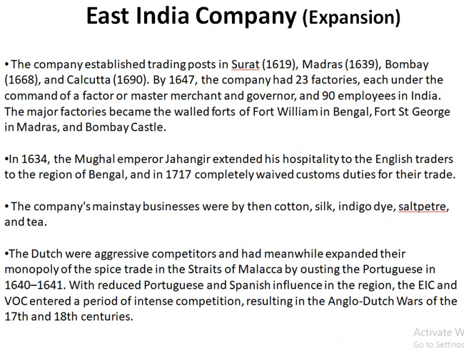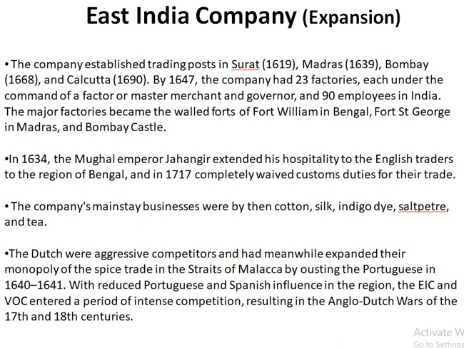In 1634, the Mughal Emperor Jahangir extended his hospitality to the English traders in the region of Bengal, and in 1717 completely waived customs duties for their trade also. So Jahangir was showing very much favor to them. The company's mainstay business was by then cotton, silk, indigo dye, saltpeter, and tea. These were the things which the company was taking from India and exporting to other countries of the world, especially Europe.